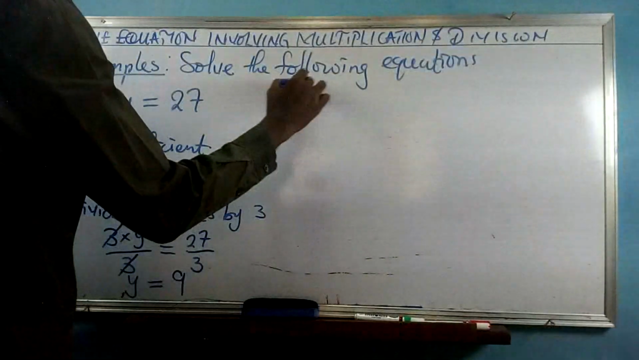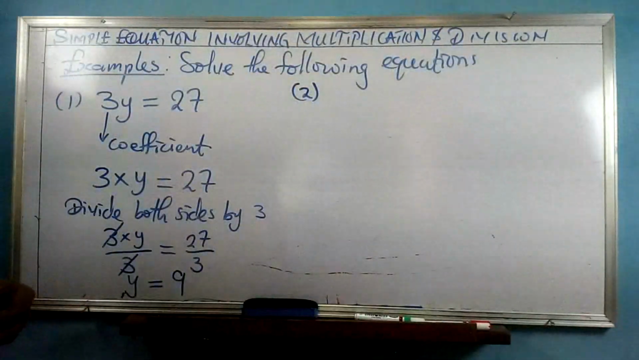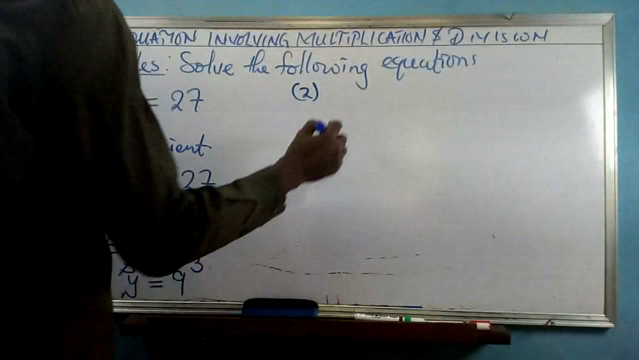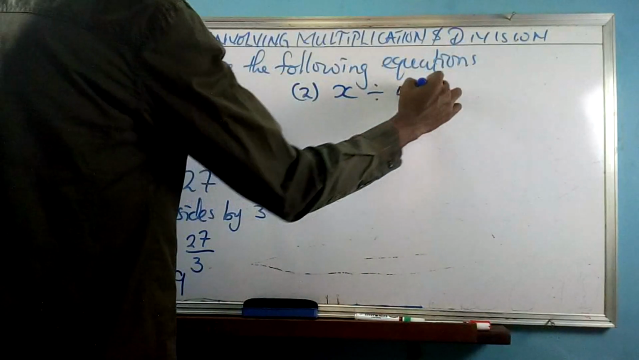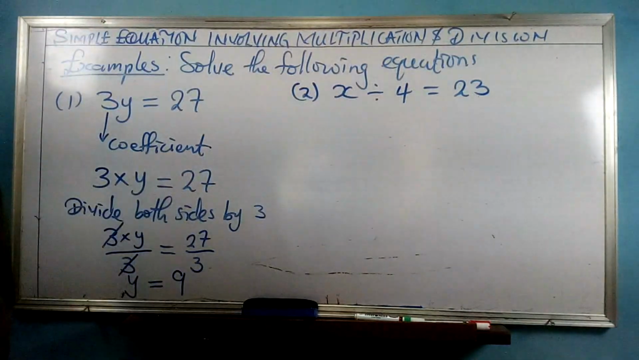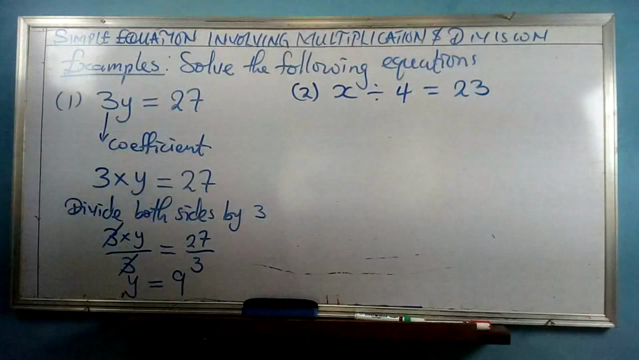Let's look at another example. Don't forget, we want to pick the two ends together. That's multiplication and division. If we have something like x divided by 4 equals 23. Look at this one now. x divided by 4 equals 23. Do you see that?